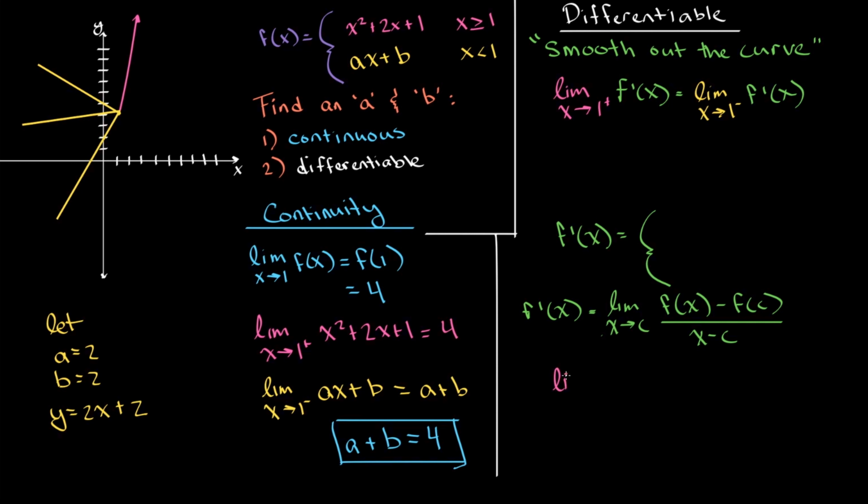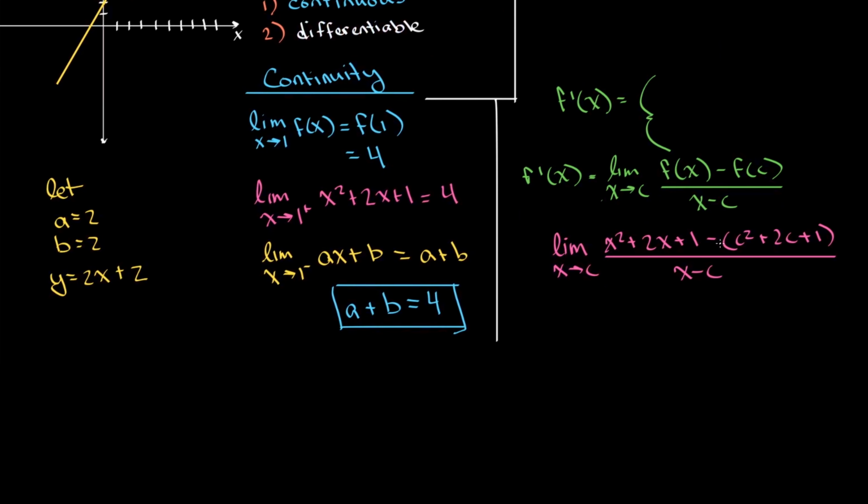And again, if you feel encouraged, please pause the video and try to find the derivative function on your own. So going back to taking the derivative, the limit as x goes to c of f of x, which in this case is going to be x squared plus 2x plus 1 minus f of c, which is c squared plus 2c plus 1. And all of this is over x minus c. All right, so now we just need to clean this up and evaluate this limit.